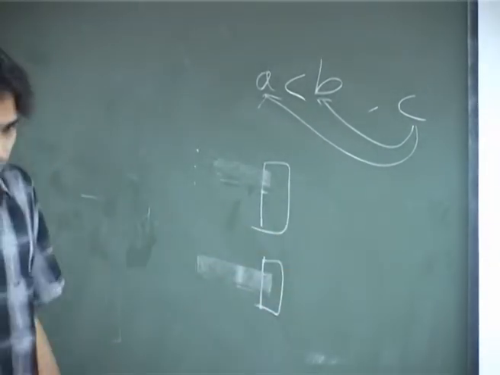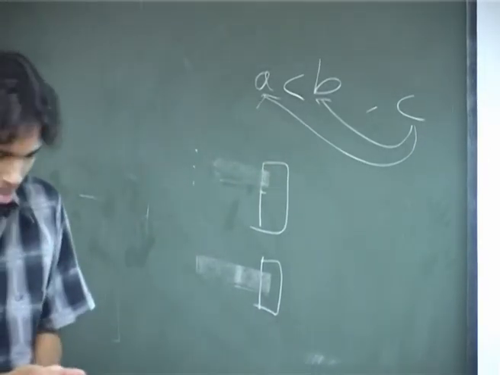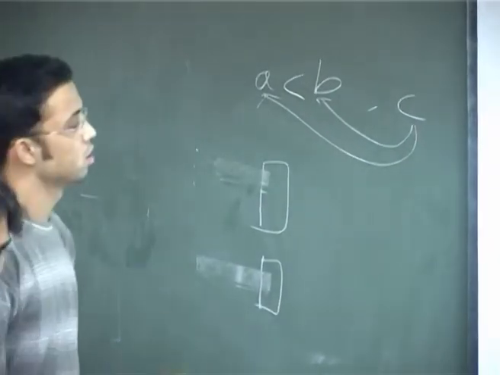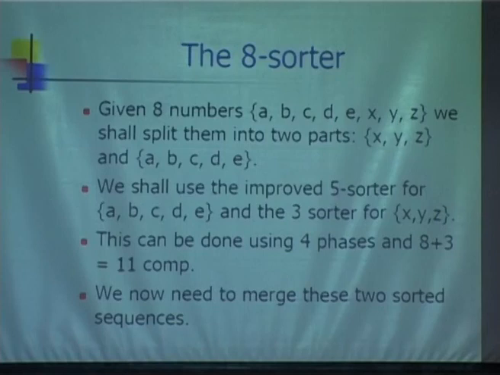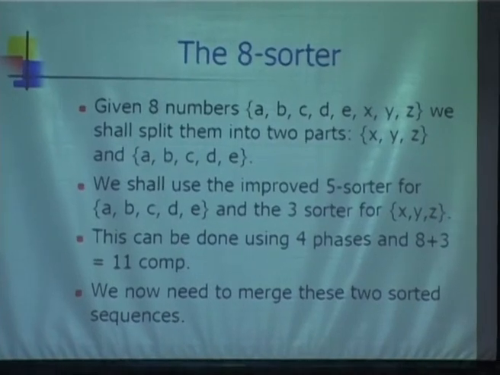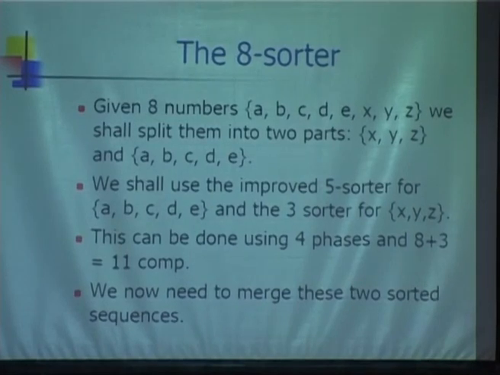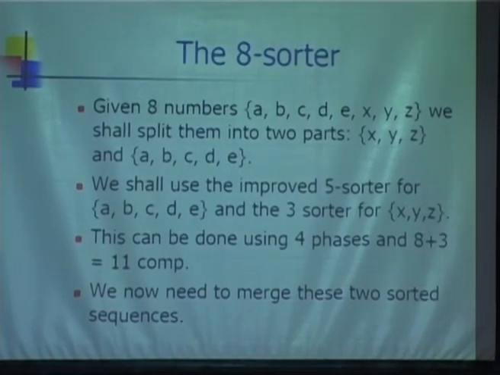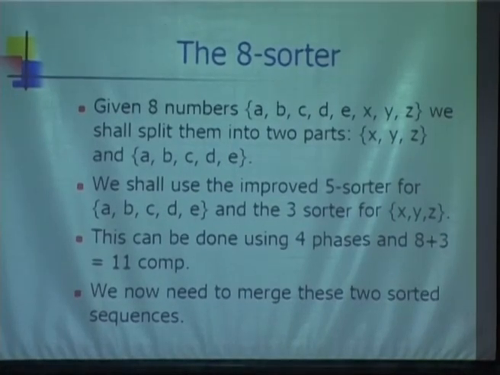Beyond that, Abbas will talk about. Up to this, you have spent 4 phases and 11 comparators, combining both. From now onwards, for the 8 sorter, we can use that improved 5 sorter and the 3 sorter, and this can be done in 4 phases with 7 more comparators. We already are using 11 comparators here. For the 3 sorter, we are using 3 phases, and 4 phases for the 5 sorter. They are in parallel, so overall there are 4 phases.